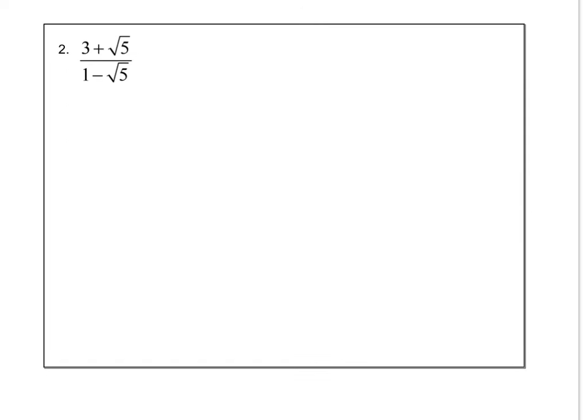Let's try another one. So on this next one, again, the focus is the bottom. We can't leave the bottom like it is, so we have to get rid of the radical on the bottom. The only thing that's going to get rid of it when there's a binomial is to use the conjugate. So the conjugate's going to be 1 plus radical 5 for this one. You just got to change the operation sign. It's the only thing that changes.